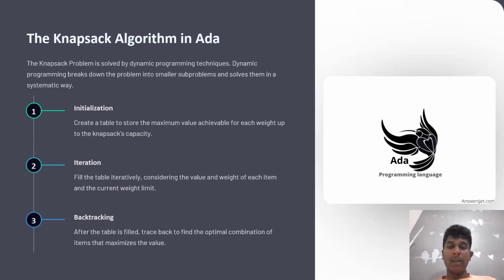The knapsack algorithm in ADA. The knapsack problem is solved by dynamic programming techniques. Dynamic programming breaks down the problem into smaller subproblems and solves them in a systematic way. First, initialization: create a table to store the maximum value achievable for each weight up to the knapsack capacity. Iteration: fill the table iteratively, considering the value and weight of each item and the current weight limit. Backtracking: after the table is filled, trace back to find the optimal combination of items that maximizes the value.